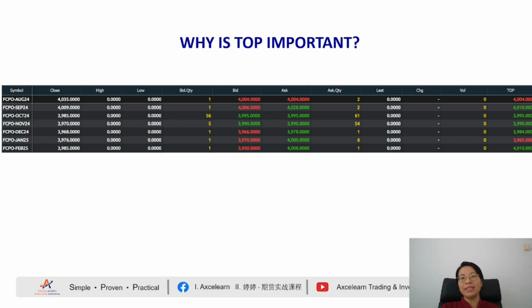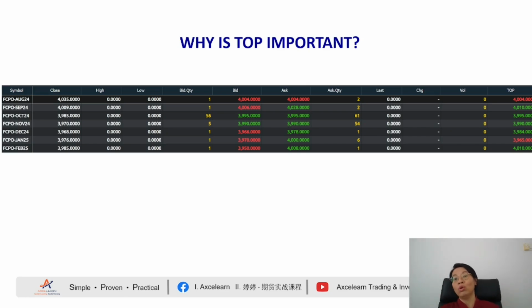Now, why is this TOP important? Before I explain that, let me give you some scenarios to help you understand why we need this TOP. For example, I give you two common scenarios. First, if yesterday night while we were sleeping, Dow Jones dropped a lot, let's say by 2% or 3%, or 300 points or 500 points. What will be the impact on our Malaysian market today?